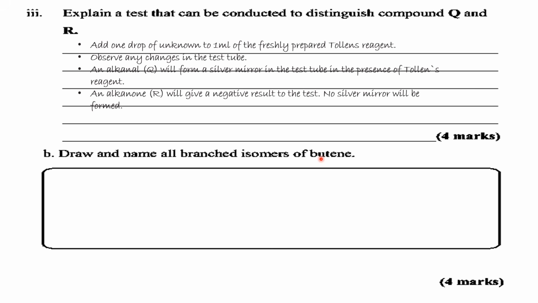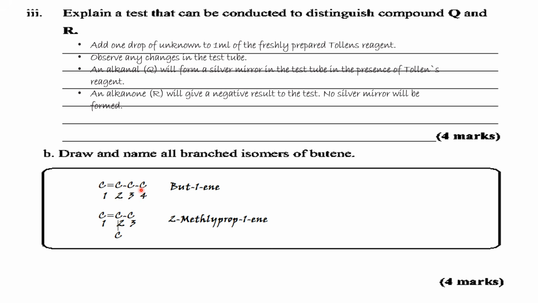Remember, the number of isomers of any compound depends on the number of carbon atoms. And the number of isomers you can draw is found by simply subtracting 2 from the number of carbon atoms. So butene has 4 carbon atoms. That means we can draw only 2 isomers.